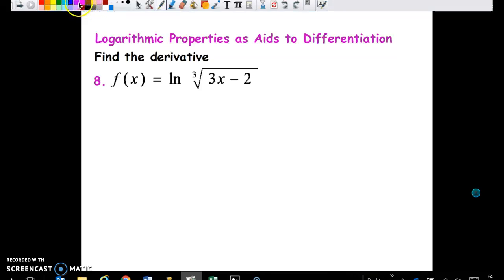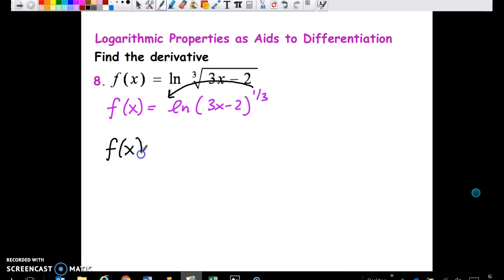Now, sometimes we use logarithmic properties to help us with differentiation. So in this case, I have f of x is equal to the natural log of the cube root of 3x minus 2. So we can help ourselves out by just rewriting that as 3x minus 2 to the 1/3 power. And because I'm taking the logarithm of that whole thing, I can move this exponent down to the front. That's going to make taking the derivative a whole lot easier.